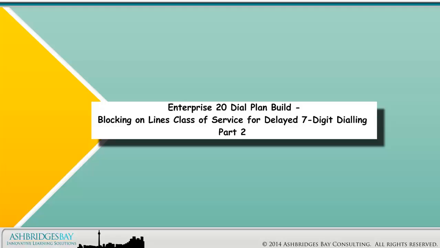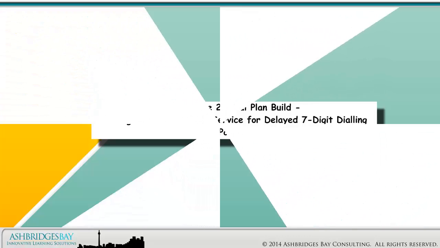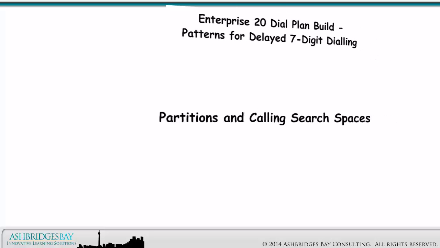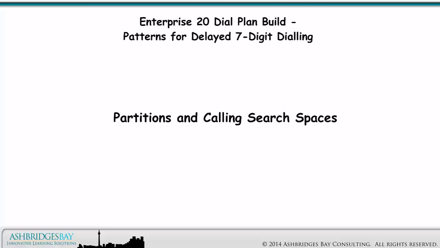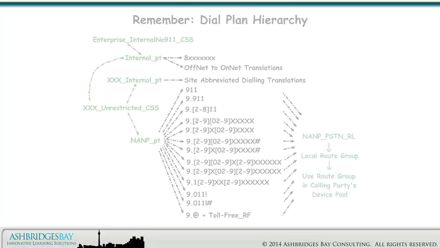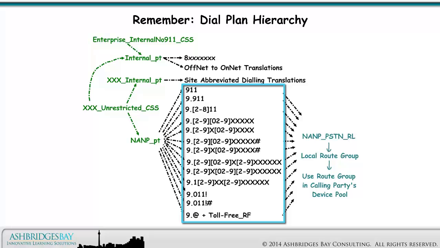Welcome to our whiteboard drawing, Enterprise 20 Dial Plan Build, Blocking on Lines Class of Service for Delayed 7-Digit Dialing, Part 2. Once we have our patterns, we can think about partitions and calling search spaces. Remember our dial plan hierarchy.